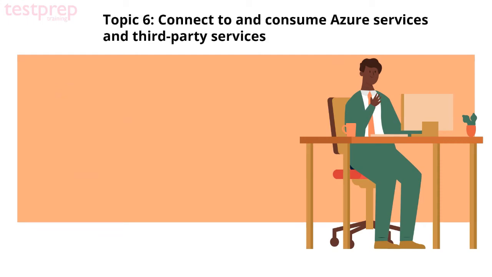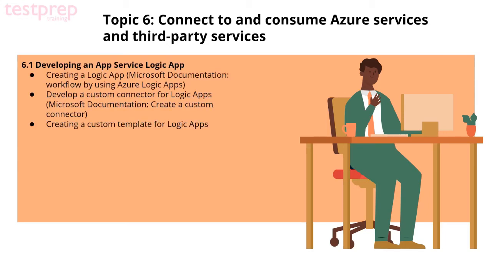Now, topic 6. Connect to and consume Azure services and third-party services. It can be understood in 5 parts. First, developing an App Service logic app. It is divided into 3 parts. Creating a logic app, Microsoft documentation, workflow by using Azure Logic Apps. Develop a custom connector for Logic Apps, Microsoft documentation, create a custom connector. Creating a custom template for Logic Apps.